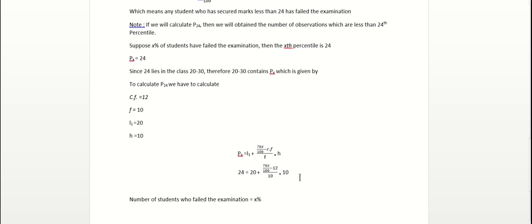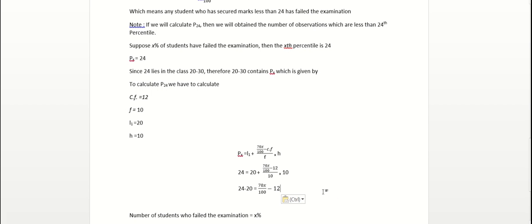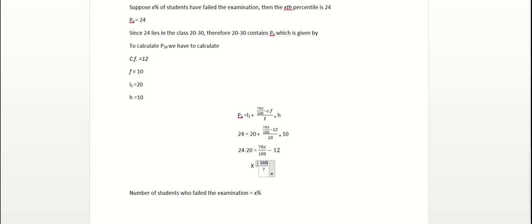This 10 and this 10 would get cancelled out. So this becomes 24 minus 20 equals 70x by 100 minus 12. Right? When we solve all this, the answer we get is x equals 160 divided by 7. So 160 by 7, we got our x.